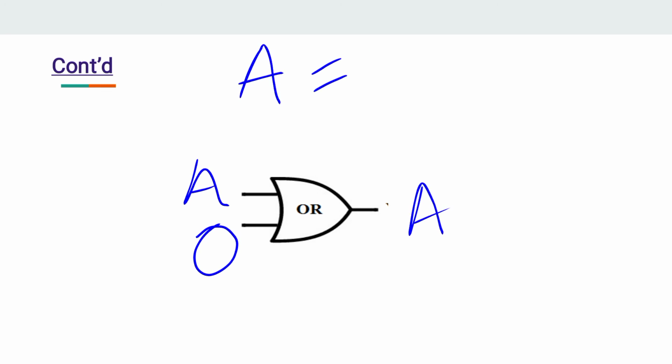So I will take A is equal to 1. Then here it is 1, 1 OR 0. Then what is the output of A now? That is 1. Clear? So next I will take A as 0. Then the input is 0, then both are 0, the output is 0 now.